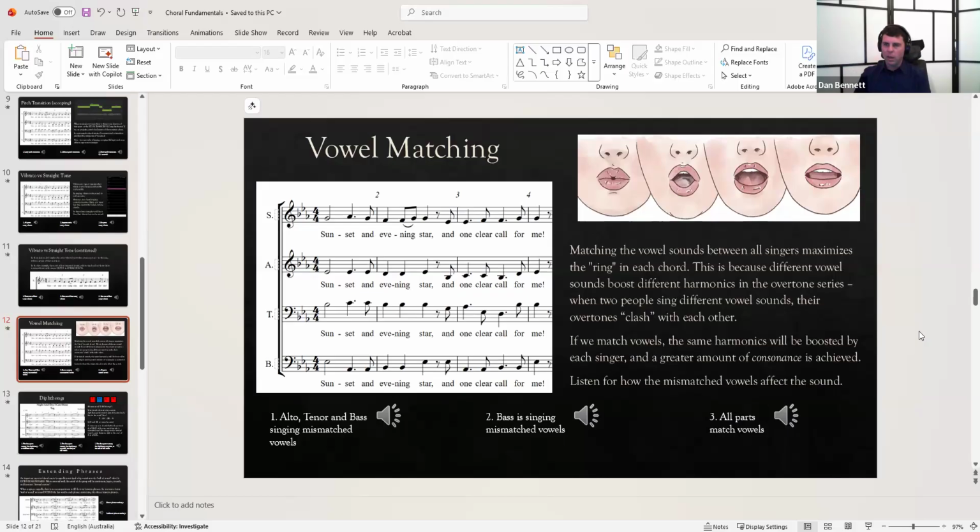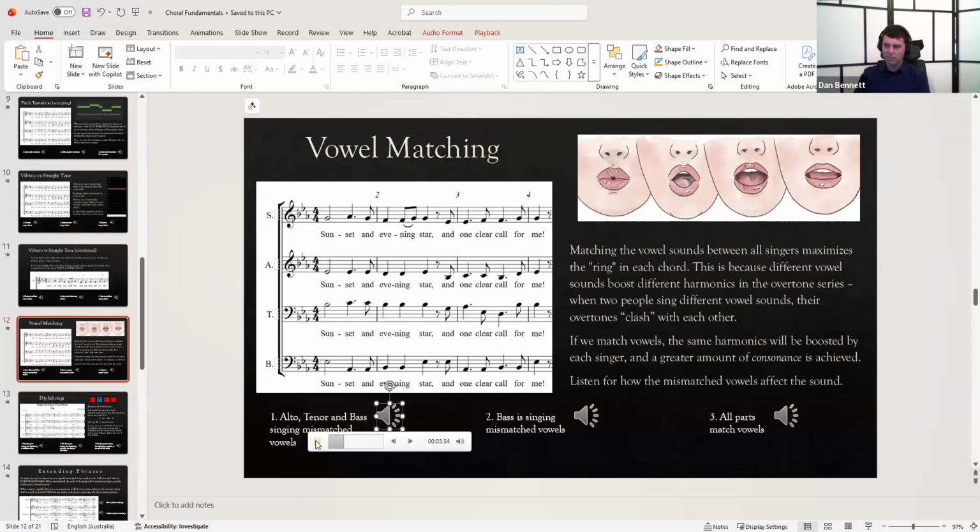And so it can be perceived as a tuning issue, as you may hear when we listen. If we match vowels, the same harmonics will be boosted by each singer, and a greater amount of consonance is achieved. Listen for how the mismatched vowels affect the sound. Okay, so in each example, the soprano is singing the correct vowels, but in example 1 here, the alto, the tenor, and the bass are all singing mismatched vowels.